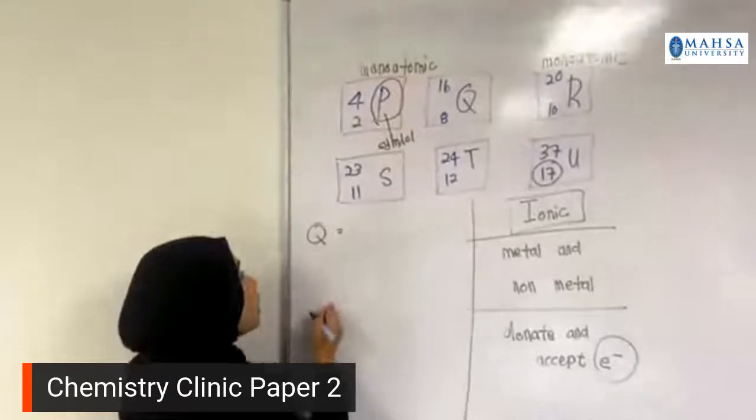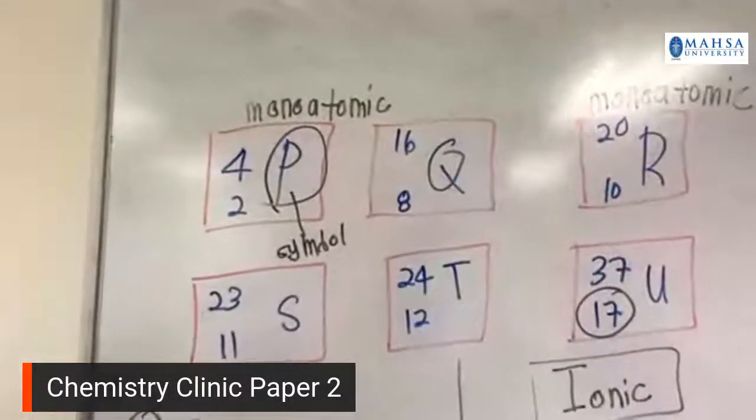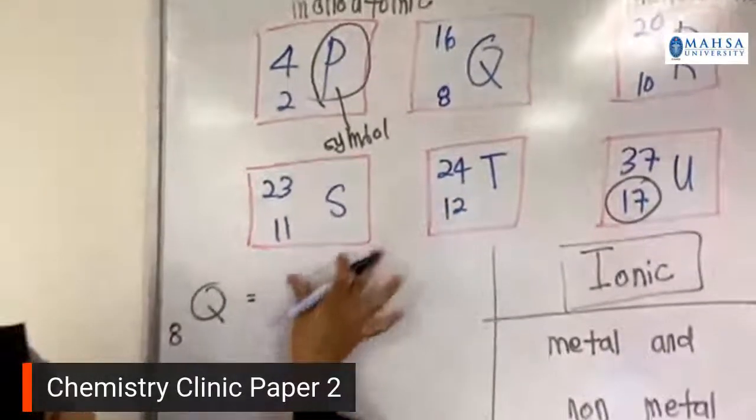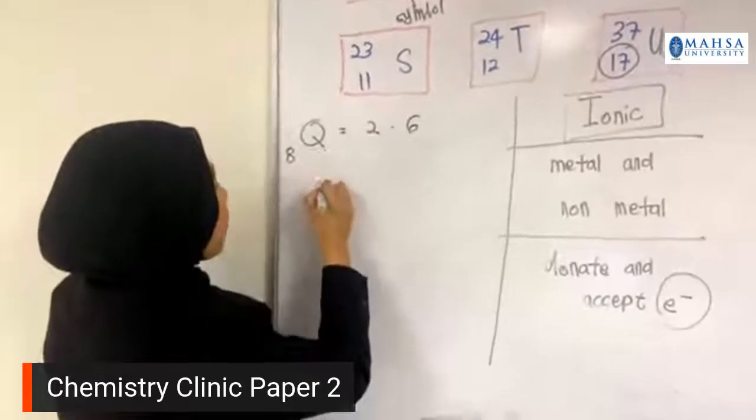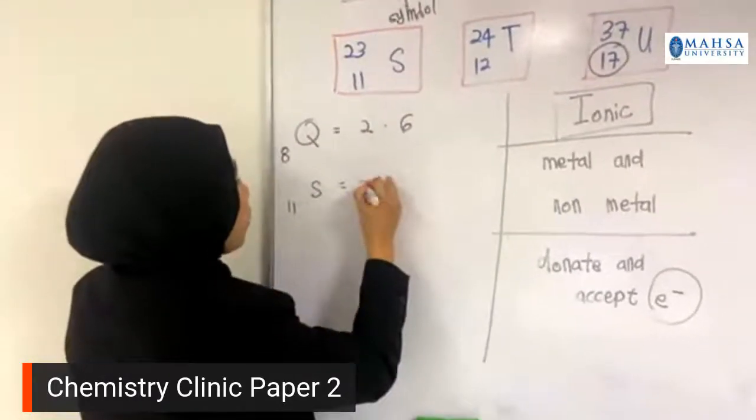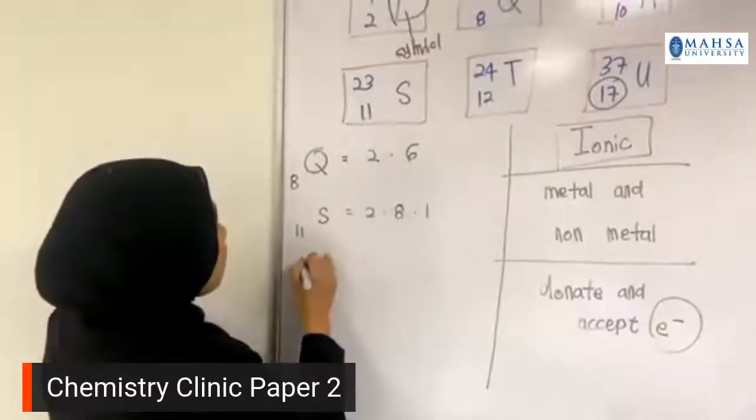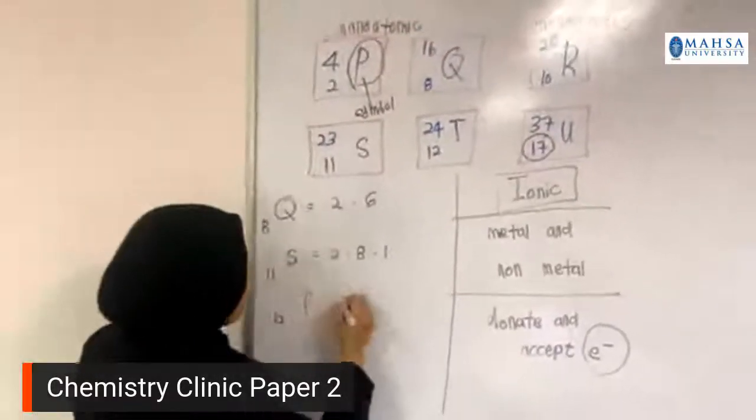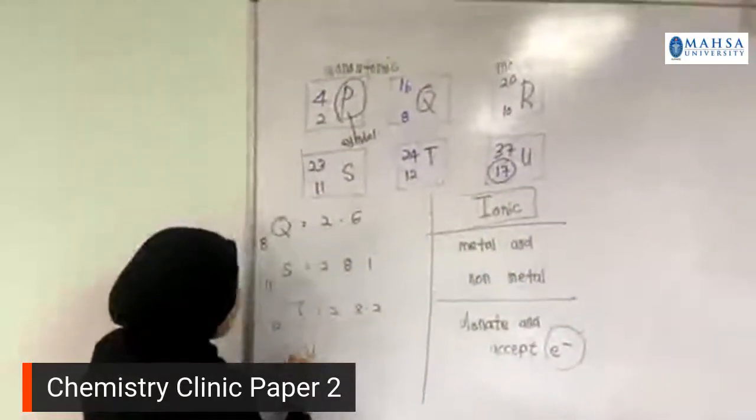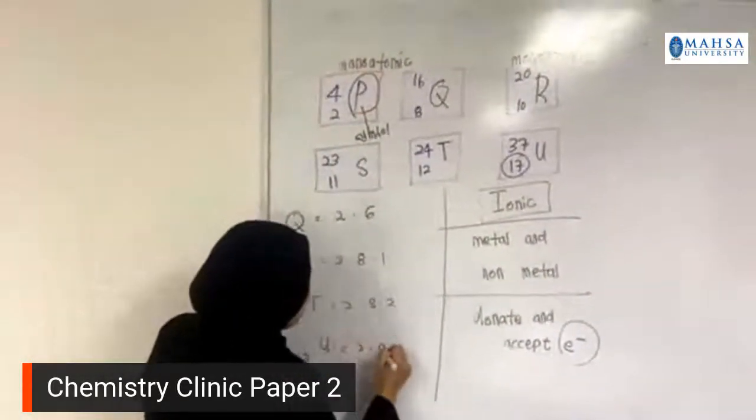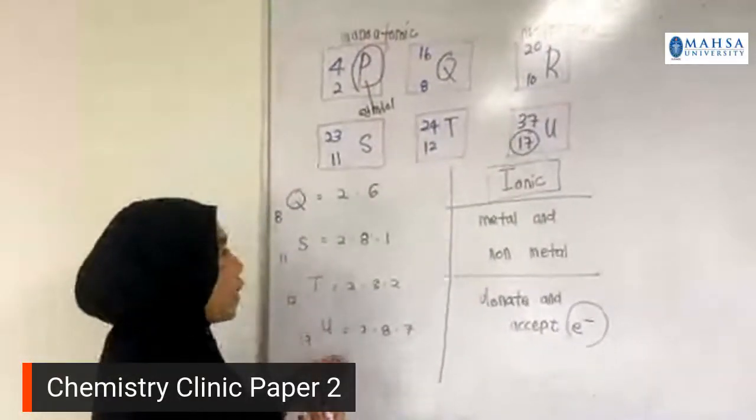Okay, let's make the electron arrangement for each element. So Q, 8. When you have 8, how can you make the arrangement of the electron? It will be 2, 6. How about S, 11? You will have 2, 8, 1. How about T? T, you're going to have 2, 8, 2. And then how about U? You're going to have 2, 8, 7.